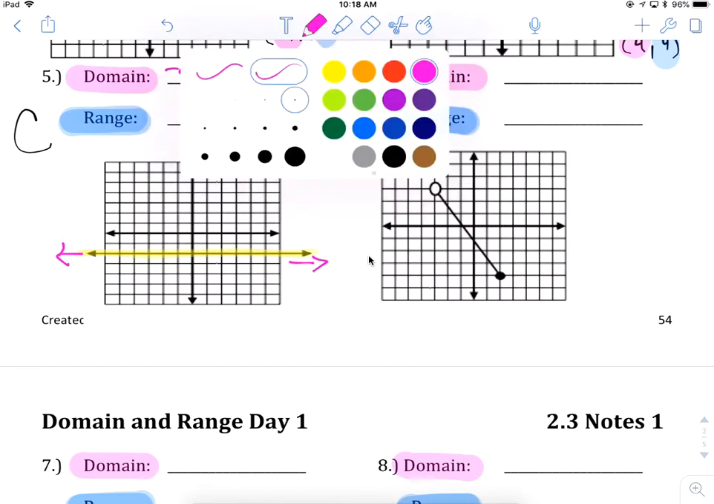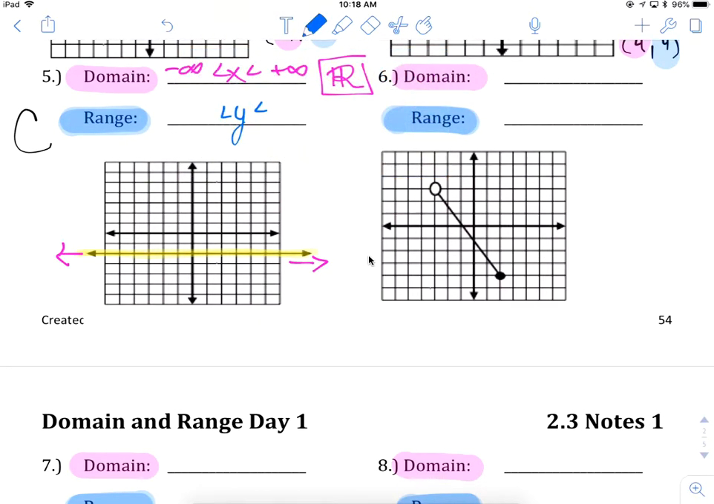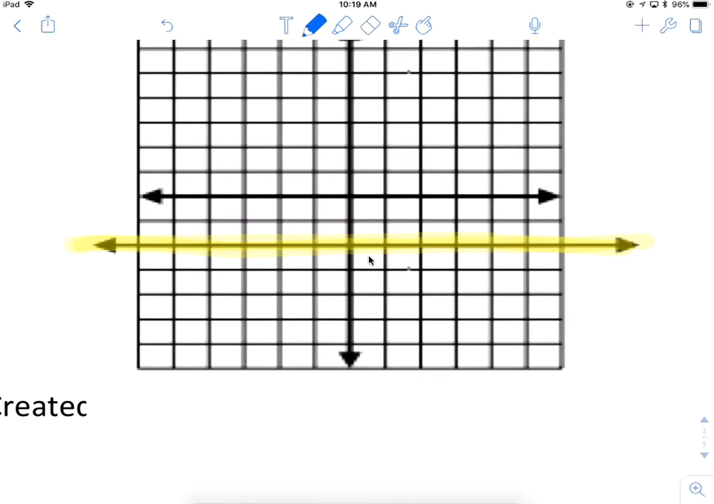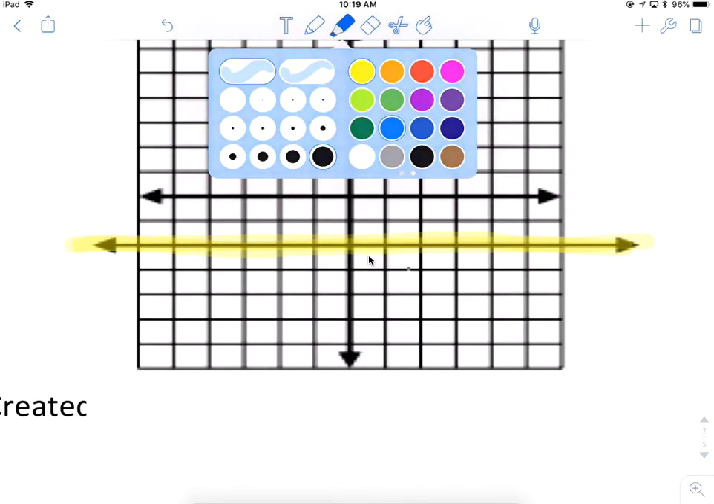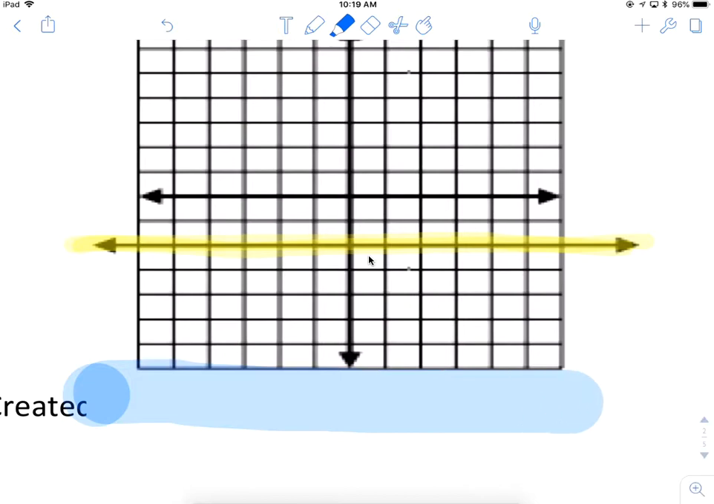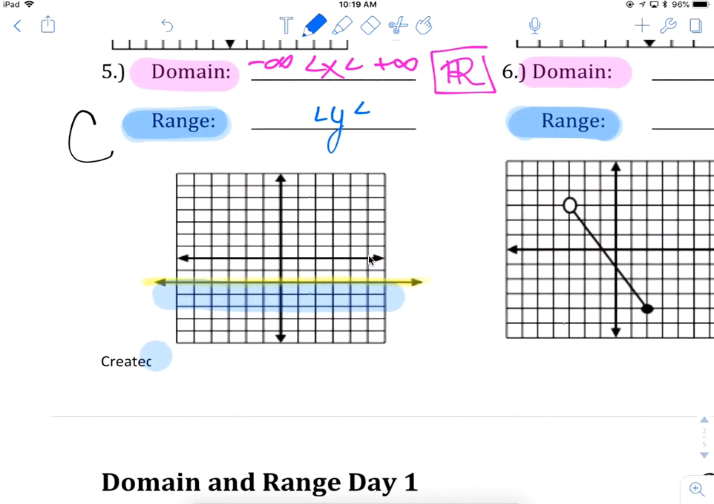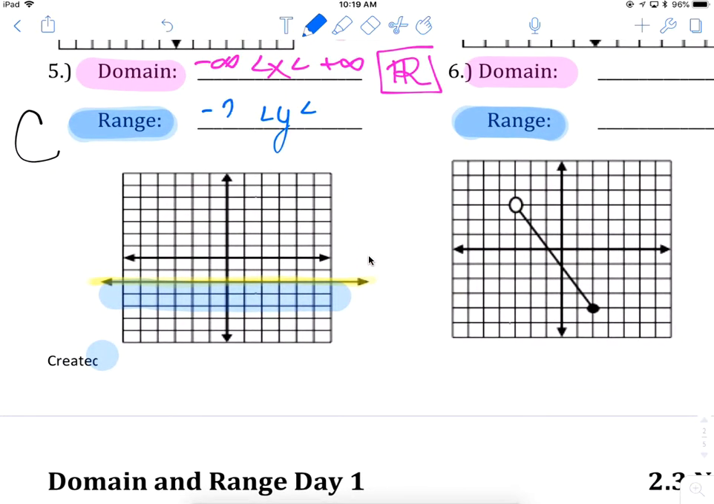For the range, we're talking about how far down and how far up this graph goes. This one's a little tricky. Let me zoom in real quick. Okay, so if I ask you, did that graph ever make it down here to negative 6? No. Did it make it to negative 5, negative 4, negative 3, negative 2? Did it ever go below negative 2? No. So -2 is the lowest that it ever went.